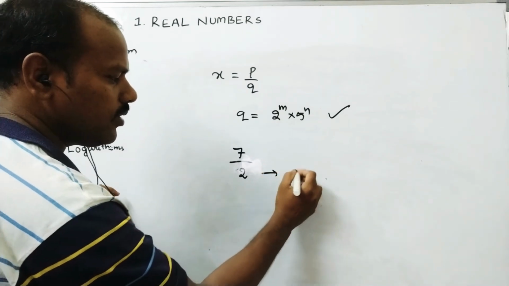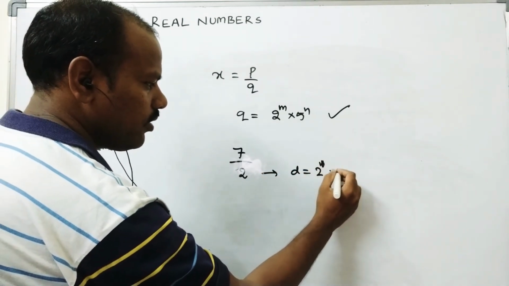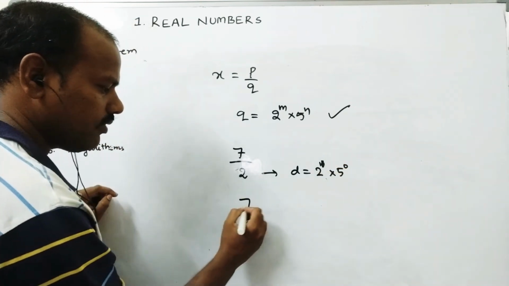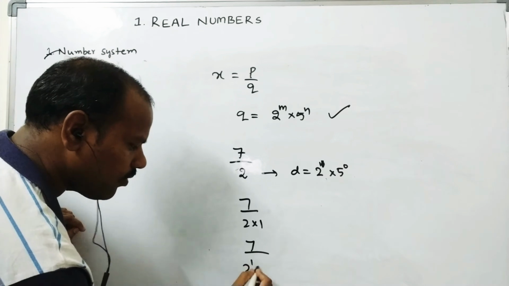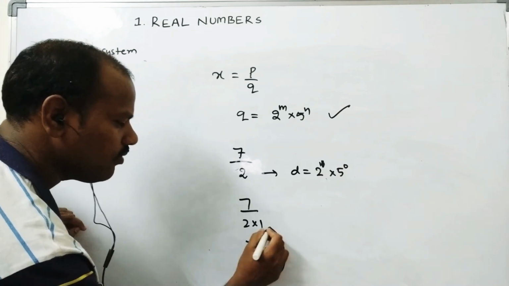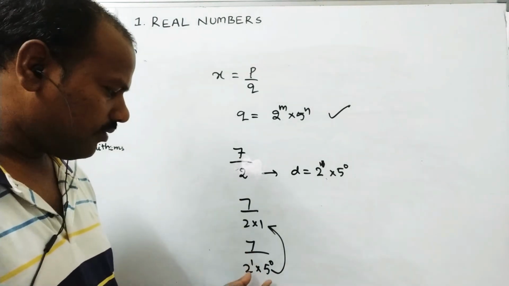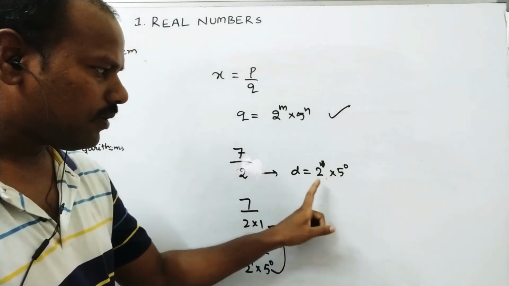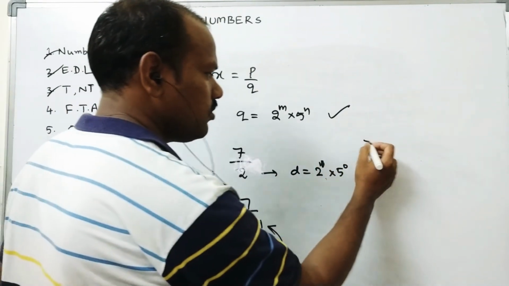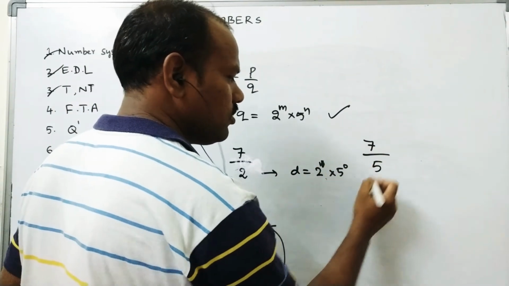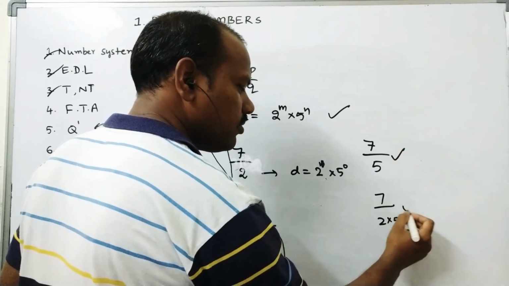Because the denominator is in the form of 2 power 1 into 5 power 0, because 7 by 2 into 1 we can write. So 7 by 2 power 1 into 5 power 0, and 5 power 0 is nothing but 1. Any number power 0 equals 1, no? So likewise, anything in the form of 2 power m into 5 power n is terminating. Not only this, if the denominator is only 5, also terminating. If the denominator is a combination of both, also terminating.